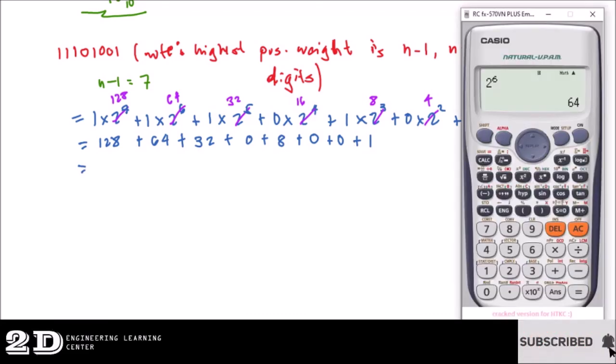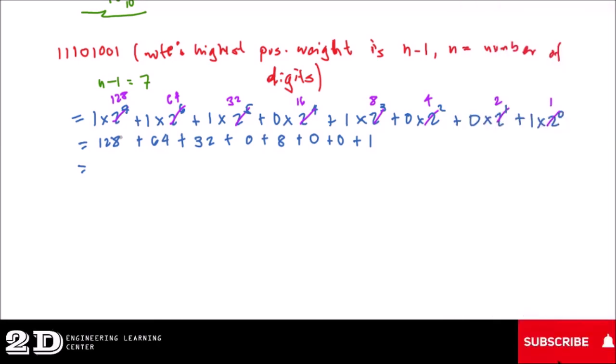So let's get our calculator. So we have 128 plus 64 plus 32 plus 8 plus 1. Okay, so it's just plus 1. So we have 233. So this will be equal to 233 in base 10, and this will be our answer.